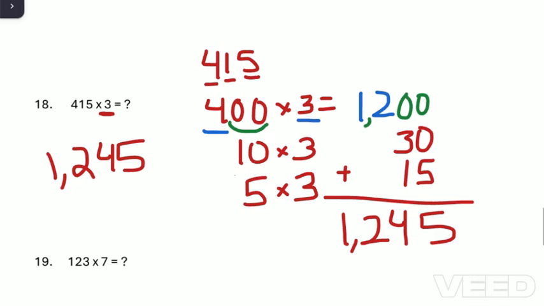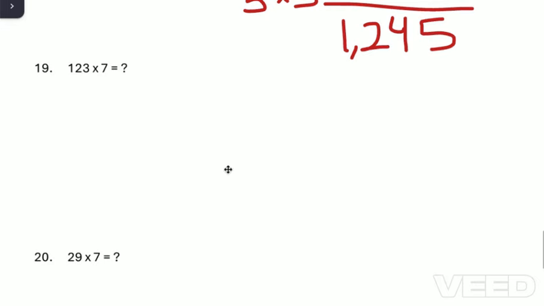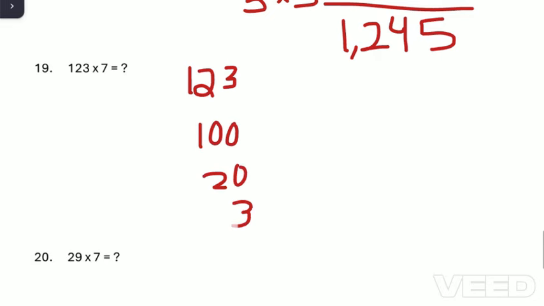How about the next one? Let's use the same strategy. We have 123. We can break it up into 100, 20, and 3, right? 100, 2 tens, and 3 ones. And what are we going to multiply all those numbers by? By 7. 100 times 7, 20 times 7, and 3 times 7. We'll get our partial products, and then we'll add them.